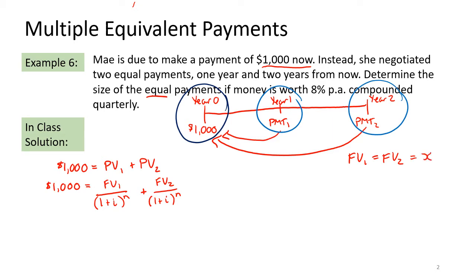I'm going to just call them x. All right, so I'm going to substitute that into this equation. So we have $1,000. Okay, and remember, that's today. That's at year 0. That's how much her debt is worth.